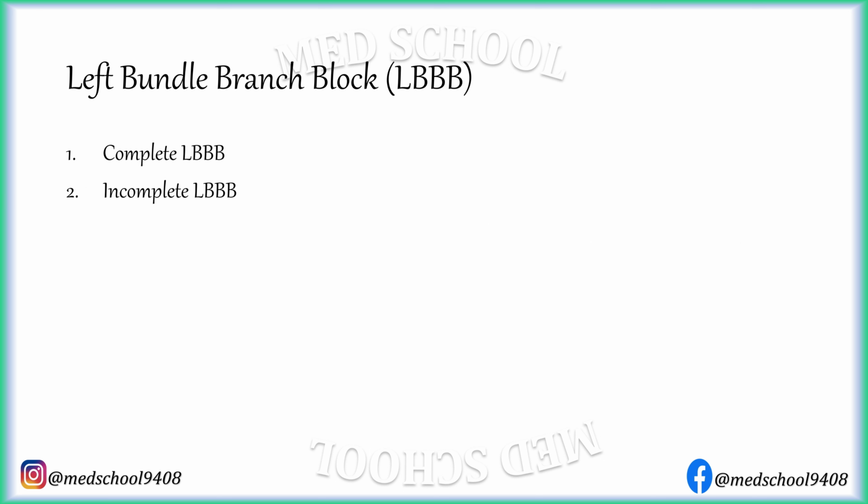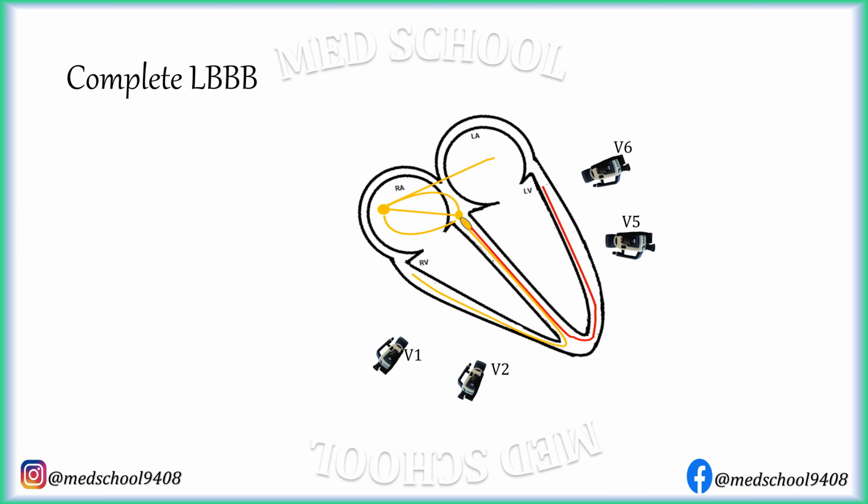Left bundle branch block is also of two types, complete LBBB and incomplete LBBB. Interventricular septal fibers predominantly arise from left bundle branch. In complete LBBB, conduction through septal fiber is also blocked and septum is activated from the fibers from right bundle branch. This has two main effects.